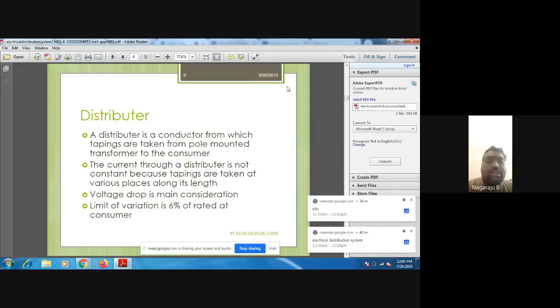Okay, a distributor you can connect anywhere, from the distribution line, at various places along its length. Voltage drop is the main consideration. Depending on the connection, you have different amounts of voltage drop. And we have the limit of variation, 6% rated at the consumer level.